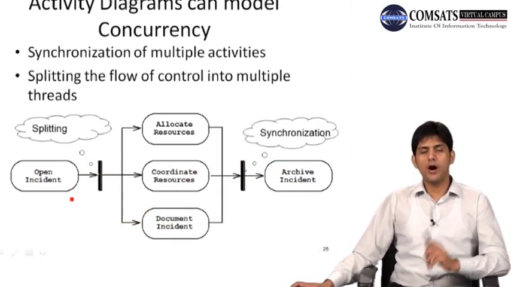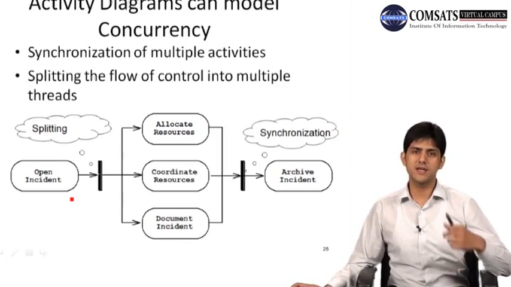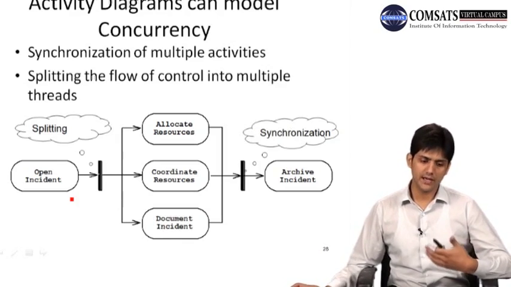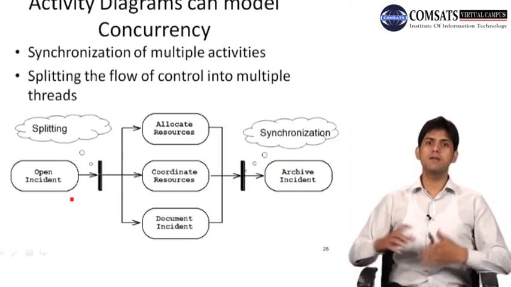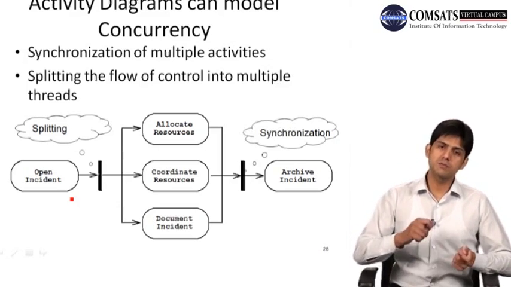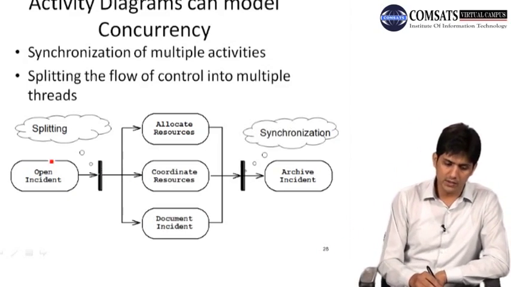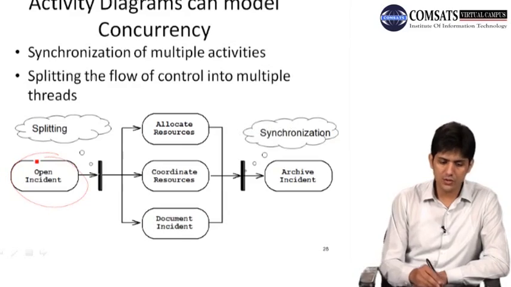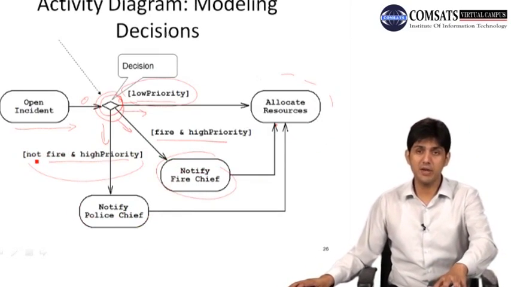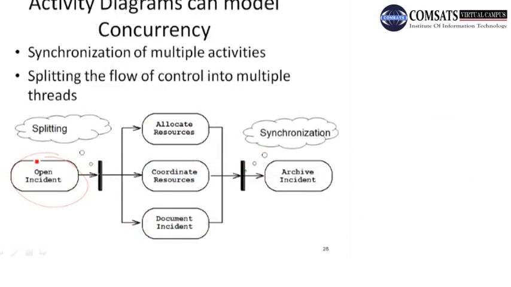Okay ji. Now this was one of the key things that we discussed that differentiates activity diagrams from normal flowcharts, that we can represent parallel behavior using activity diagrams. So we can use activity diagrams to synchronize multiple activities. We can also use them to split the flow of control into multiple threads. For example, we have an open incident here, the same activity diagram that we are trying to represent. So what we are doing here is actually splitting.